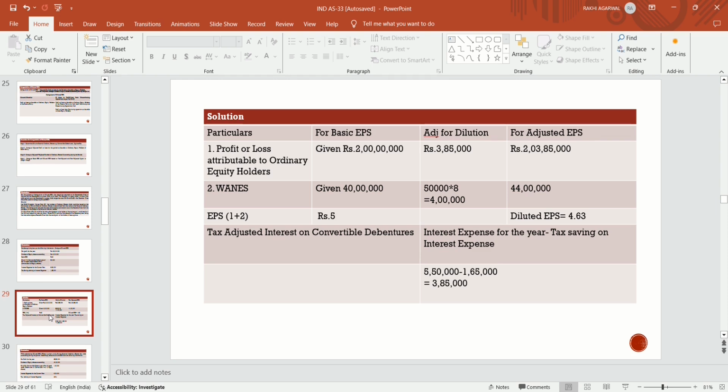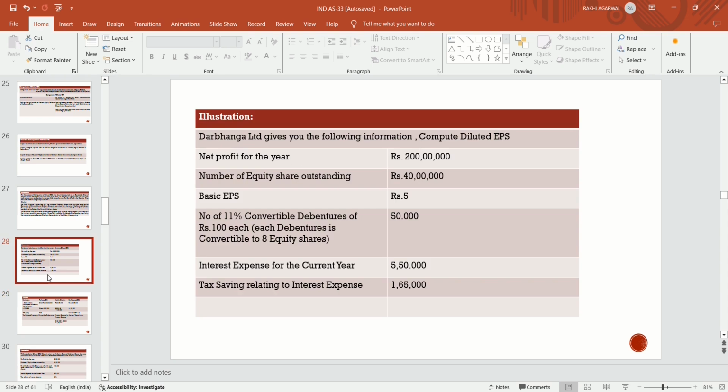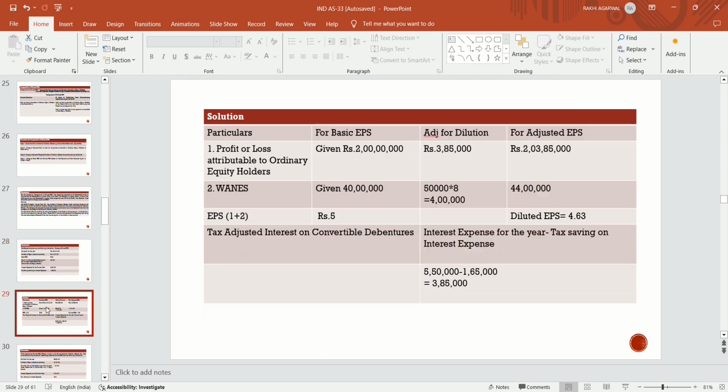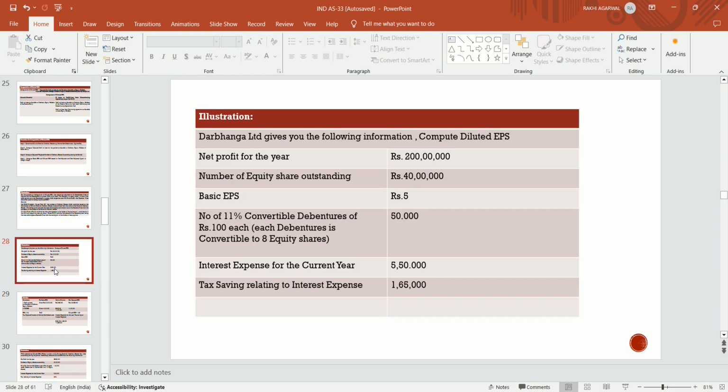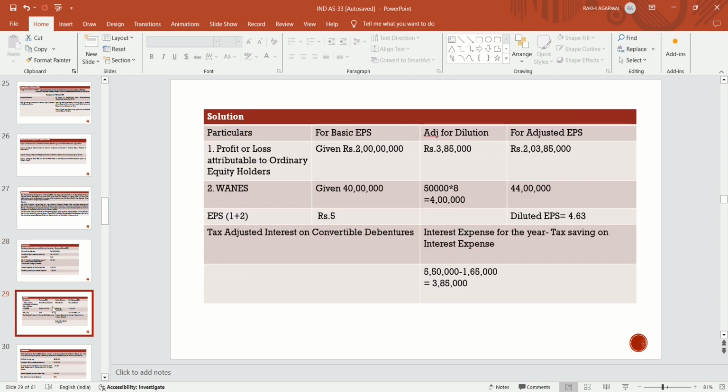Now we will adjust the dilution effect on that. The adjustment for dilution is 5,50,000, the interest on convertible debentures, which is the incremental earning, minus the tax on that, 1,65,000. So the incremental earning becomes 3,85,000. That is the adjustment for the dilution, 3,85,000. Profit attributable to equity holders is 200 lakhs plus 3,85,000, so it becomes 2 crore 3,85,000. Now how to calculate the weighted average: the 50,000 debenture holders will convert into equity. One debenture holder will get 8 equity shares. So 50,000 into 8 divided by 1, it becomes 4 lakh.